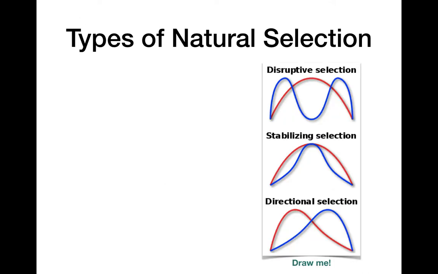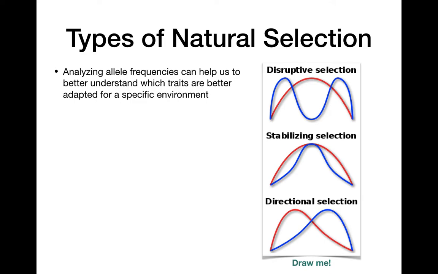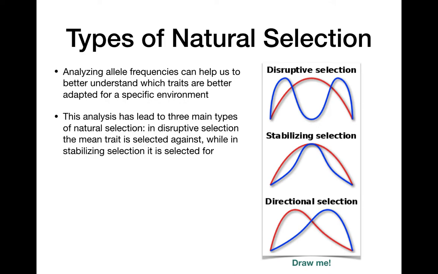Okay, so that kind of selection can happen on a bigger scale over many generations. So this is the second image to draw here, these types of curves. The red is the original population, and the blue is the population after adaptation. So if we look at allele frequencies, we can better understand which traits are better adapted. The more common trait is going to be better adapted to that environment.